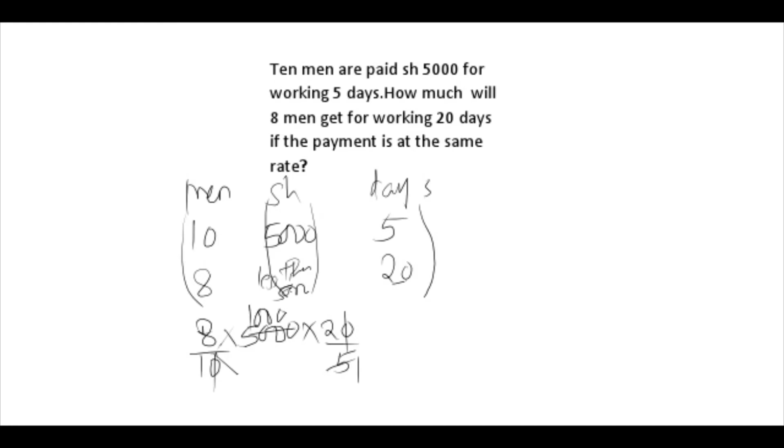So we have 1,000 times 2 times 8. 1,000 times 2 is 2,000. Times 8 is 16,000. So we have 16,000 shillings. So the 8 men will be paid 16,000 shillings since they will be working for 20 days. So 16,000 shillings is our answer.